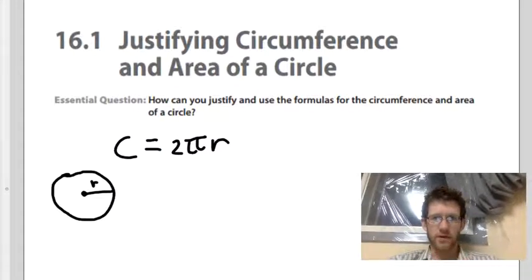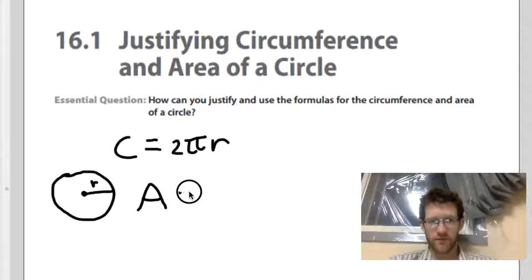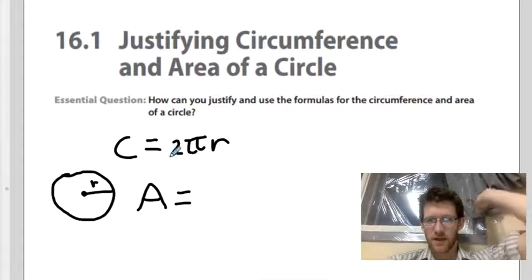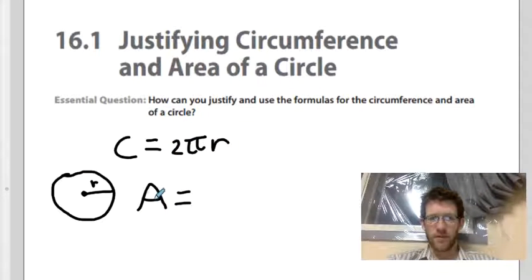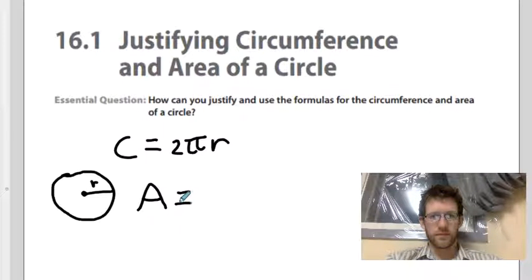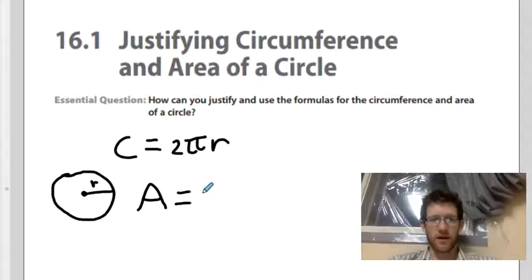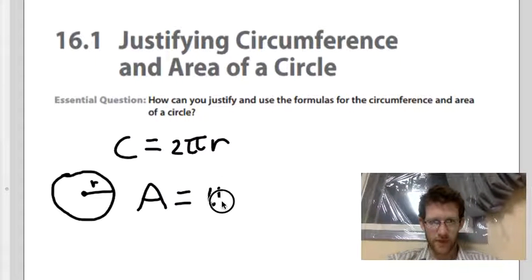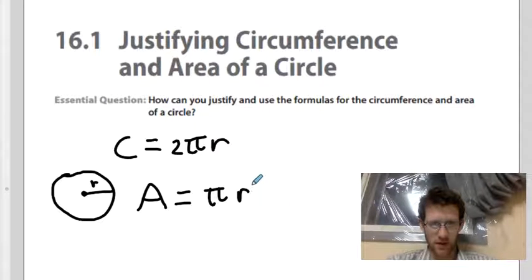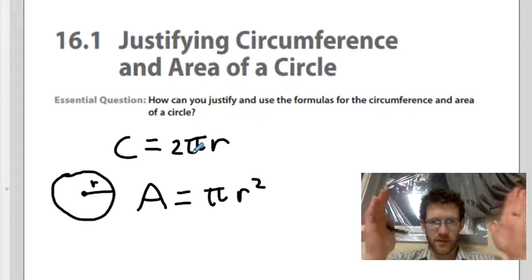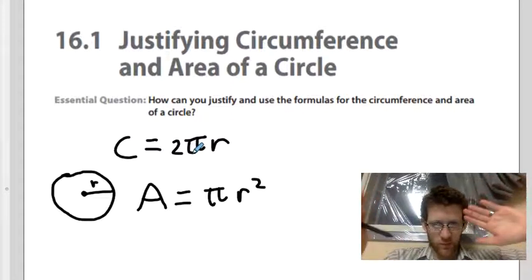The other formula you need to know is the area. This is probably a formula you just memorized in middle school or even elementary school, and you just had to use it a bunch of times. We're actually going to figure out where this formula comes from and how we can get it using our amazing powers of everything we've done so far. The area is equal to pi times r squared, right? Pi r squared.